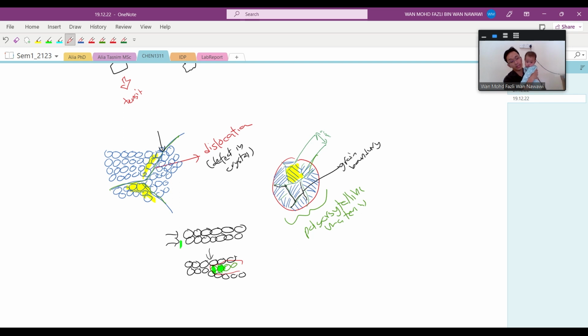So this is what makes metal ductile. What makes metal ductile? If the metal were just one single crystal, then it would not be ductile.